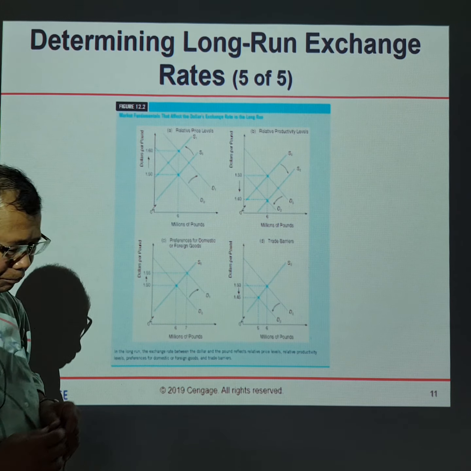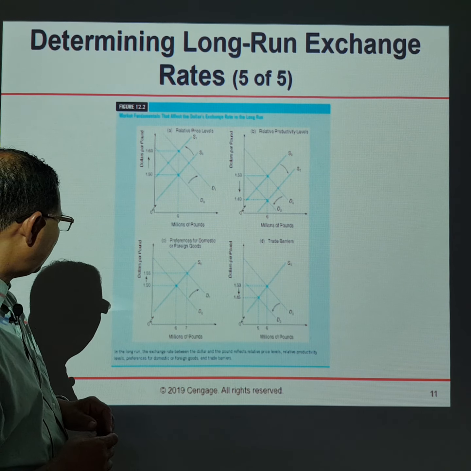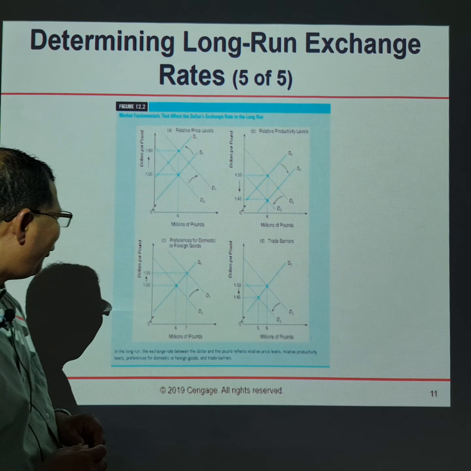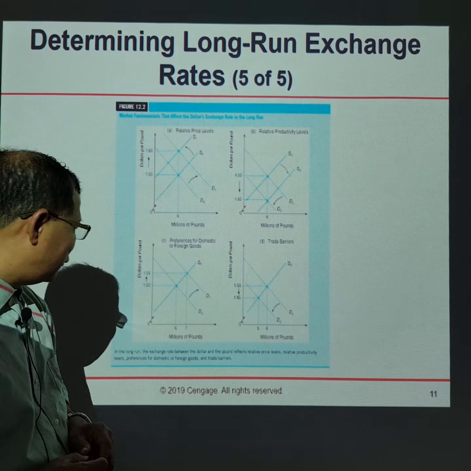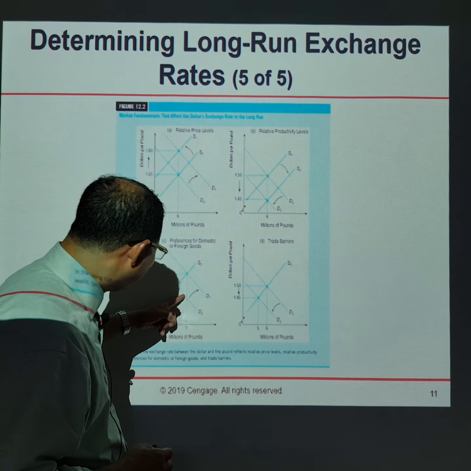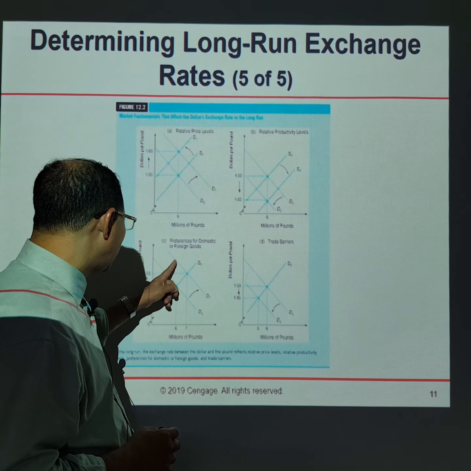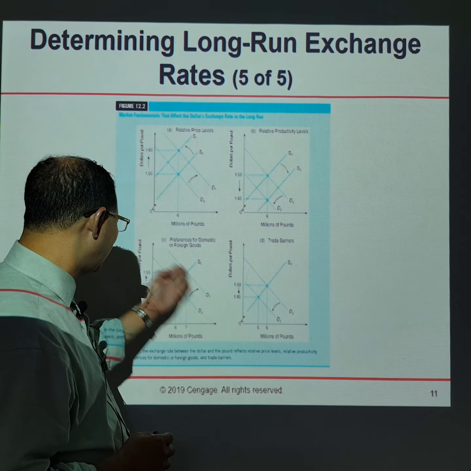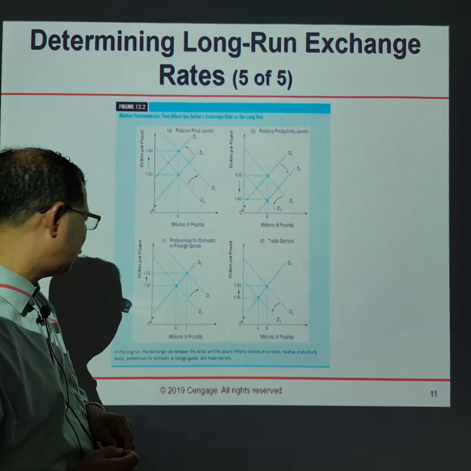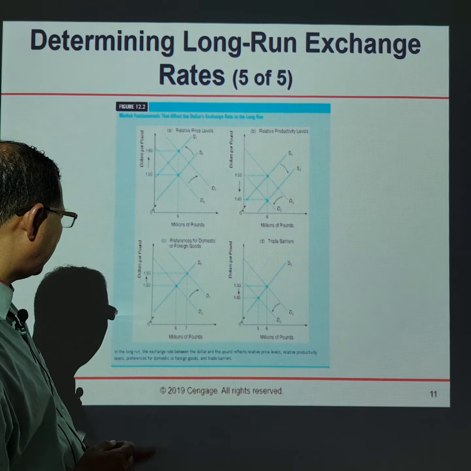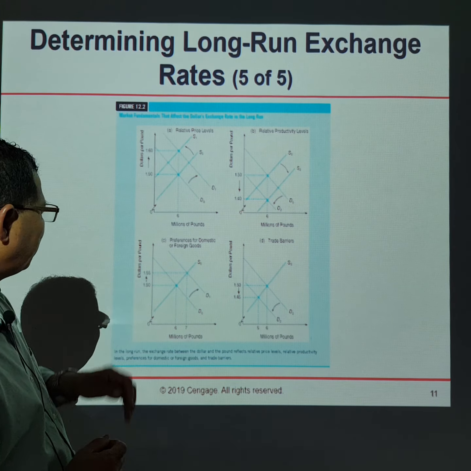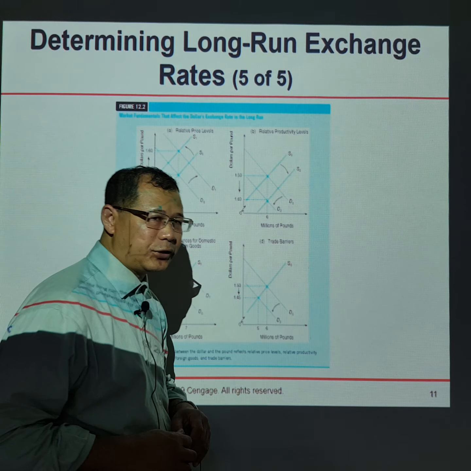Number 3, suppose American consumers prefer more of imported goods. So as a result, there's going to be a shift in the demand for the pound to the right, and that causes the dollar to depreciate. And that doesn't happen with the supply, only with the demand. That's number 3.